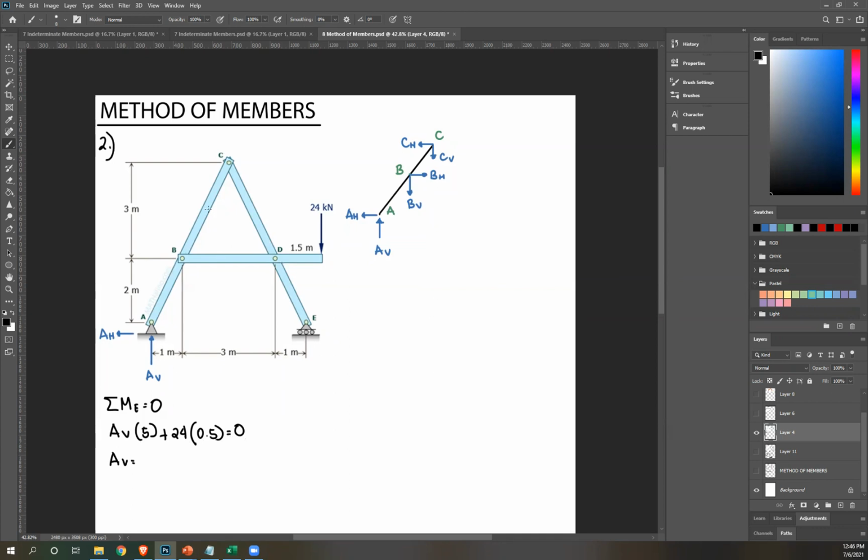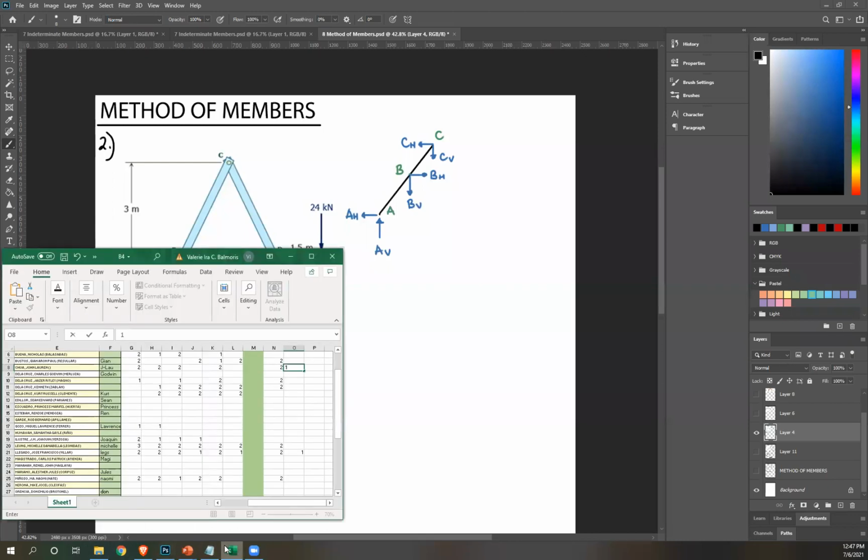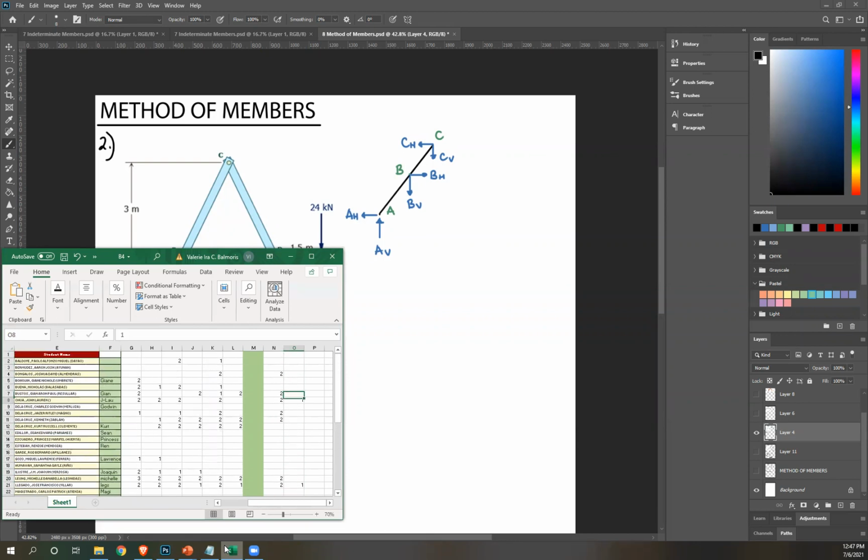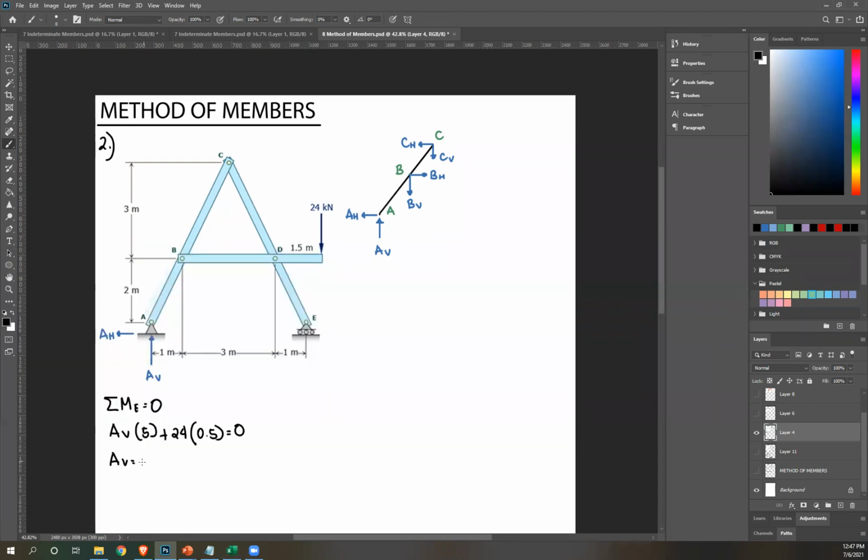Remember, sign is important. Correct, Rain and Eman. Rain and Lauren. Nauna si Lauren. So, Stochero and Chua. It's negative 2.4. What does the negative mean? That means I have an incorrect assumption for direction. So AV is actually downward.